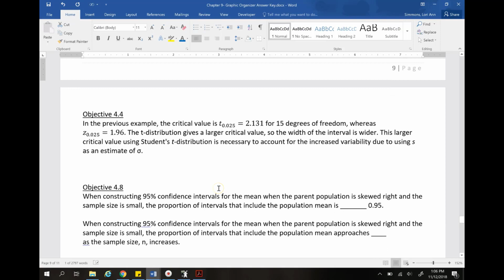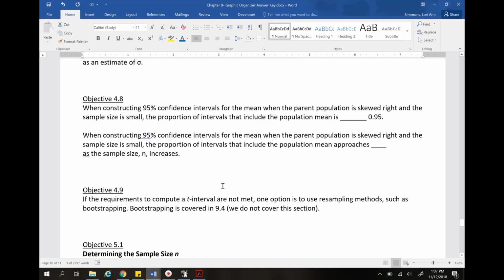In the previous example, the critical value T sub 0.025 is equal to 2.131 for 15 degrees of freedom, whereas Z sub 0.025 is going to be equal to 1.96. The T distribution gives a larger critical value, so the width of the interval is wider. This larger critical value using the student's T distribution is necessary to account for the increased variability due to using S as an estimate of sigma.